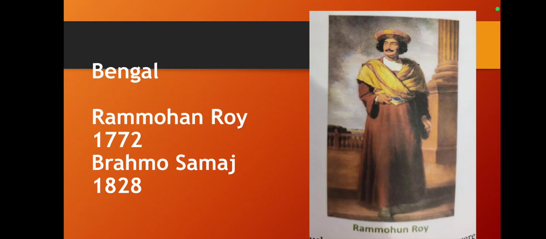Now in this chapter we are going to talk about some important personalities who helped in removing those social evils from the society. The first name is Ram Mohan Roy. This person is very, very important. Ram Mohan Roy was born in 1772 in Bengal, and he founded a very important thing, that is the Brahmo Samaj.